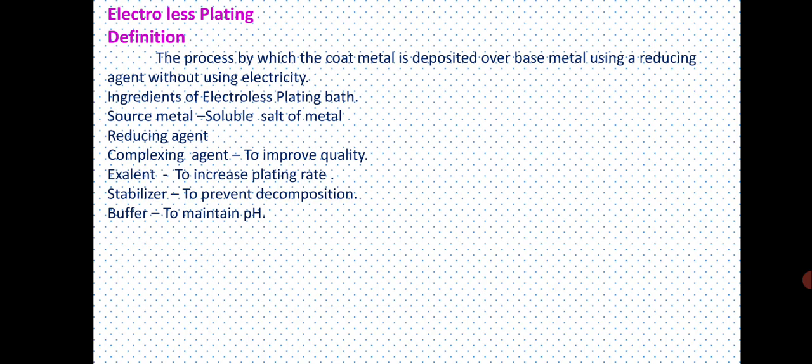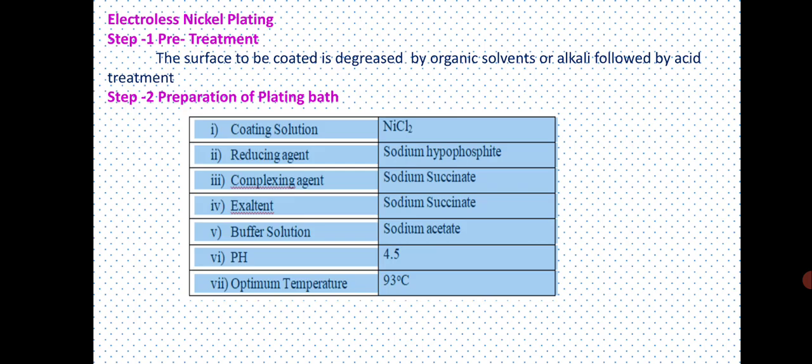Then electroless plating. Definition of electroless plating: the process by which coat metal is deposited over base metal using a reducing agent without using electricity. The electroless plating bath has these ingredients: source metal as a soluble salt, reducing agent, complexing agent to improve the quality, exaltant to increase the plating rate, stabilizer to prevent decomposition, and buffer to maintain pH. Example of electroless plating: nickel plating.